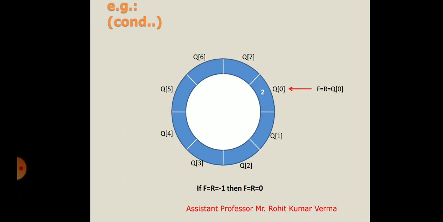Okay, in case of circular queue, whenever you want to insert an element and there is no element in the queue, then you can insert an element at the first location. So here our first location is Q0, which points to front and rear end. Okay, I think this is clear.